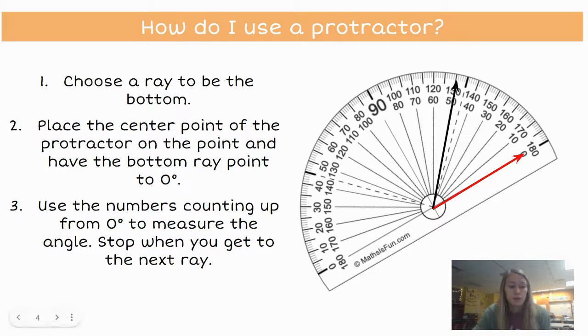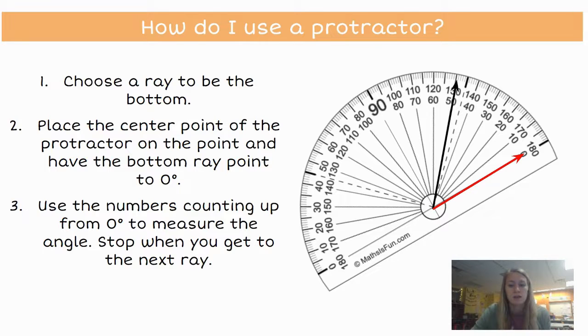Then step 3, we use the numbers along the side to count up from 0 to measure the angle. Stop when you get to the next ray. So this part can be a little confusing, but there's always one rule to remember. We always count up from 0. So notice the number 0 is here and the number 180 is here. Well, we never count up from the number 180. Just like normal, when we count up, we always start with 0 first.